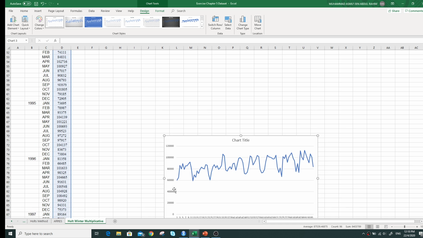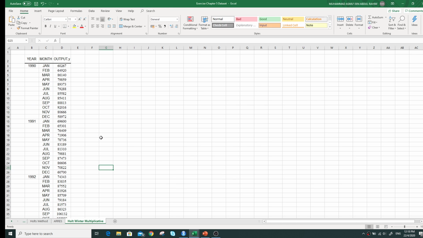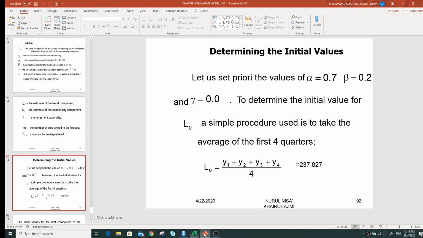This slideshow is using our textbook example, but for the purpose of demonstration, what I have here is actually a monthly data series. So instead of s equals 4, my example will be s equals 12. But you can follow the steps here as an example.